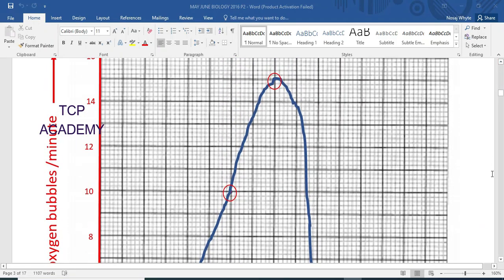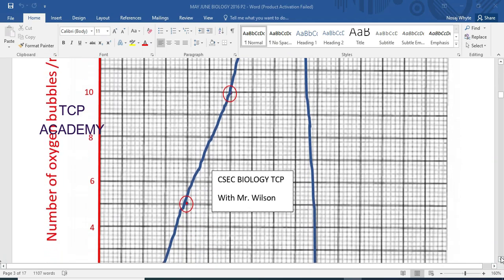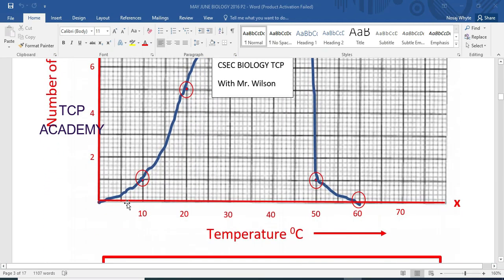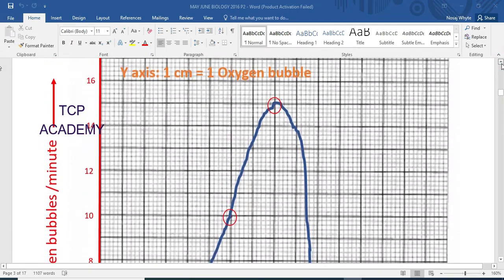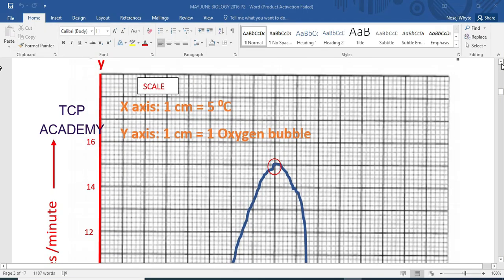And then we had to represent this on the graph paper. So we had to work a scale out. Here we're saying each of these grids represents a centimeter. So 1 grid, 2 grids. We're saying here 2 centimeters represent 10 degrees Celsius, and you're going to see that in the scale. Here we're saying that 1 centimeter represents 5 degrees Celsius on the x-axis, and on the y-axis 1 centimeter would of course represent 1 bubble, and you can pick that information up from the table.